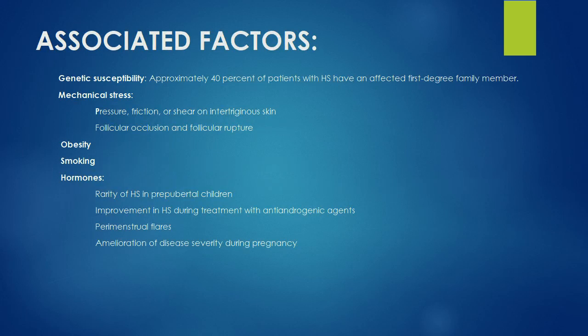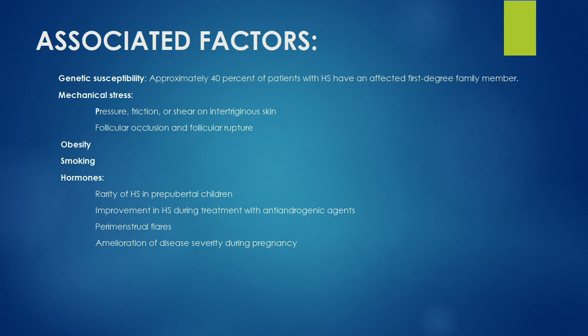Associated factors. Genetic susceptibility, mechanical stresses on the skin, obesity, smoking, diet, and hormonal factors are repeatedly cited as factors that may be associated with the development or exacerbation of HS. Genetic susceptibility. Genetic susceptibility appears to be an important contributor to HS. It is estimated that approximately 40% of patients with HS have an affected first-degree family member.